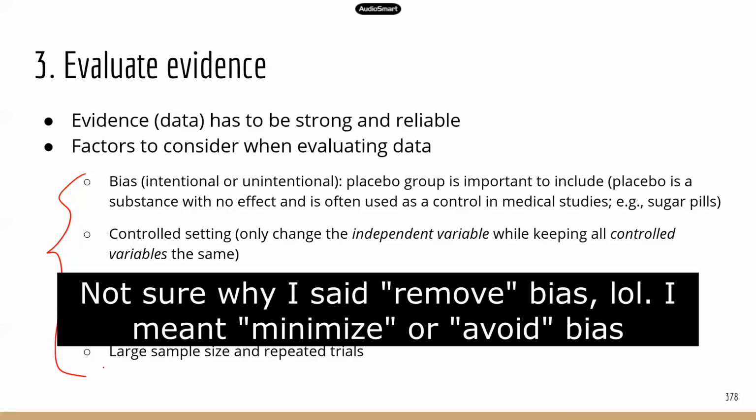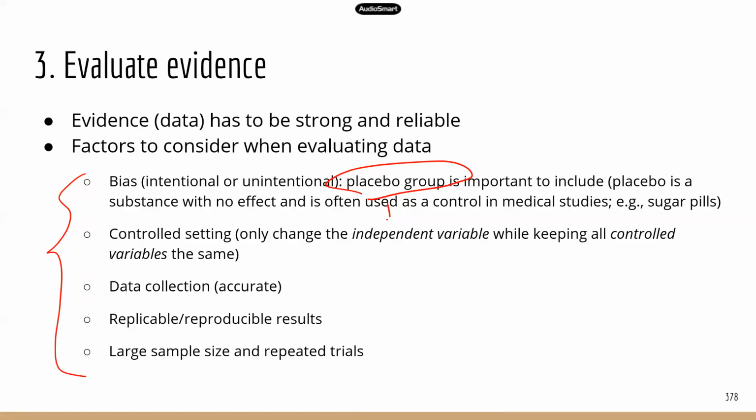One good example of how to remove bias is a placebo, right? A lot of medical studies will include a placebo group. So let's say they're looking at the effect of a drug on heart health. They're going to divide the subjects into two groups, right? One is the placebo group, and the other is the experimental group. They're going to give the experimental group the test drug, and the placebo group will receive something of similar shape and color, but it does not have the active ingredient.